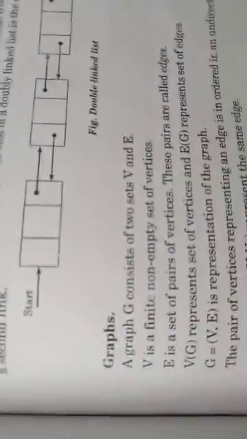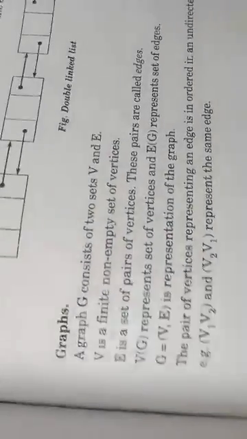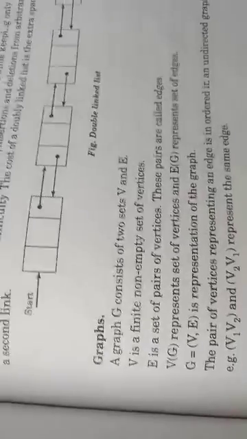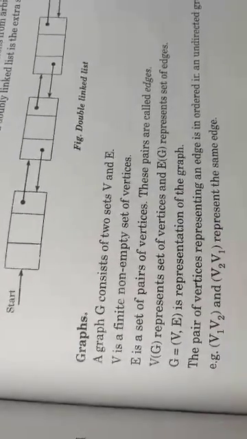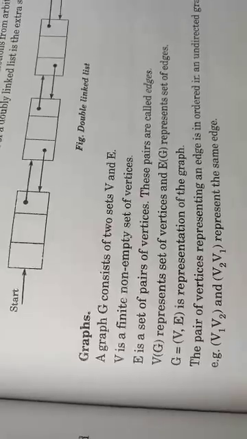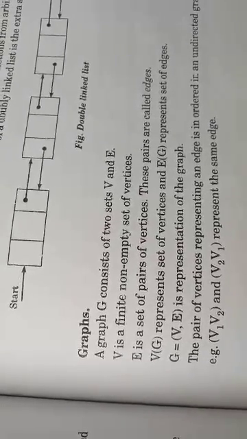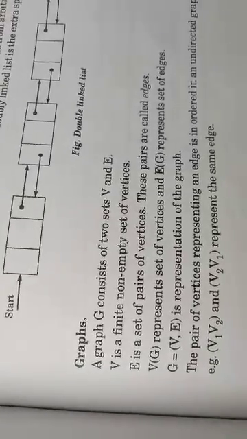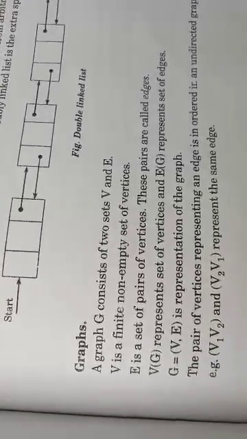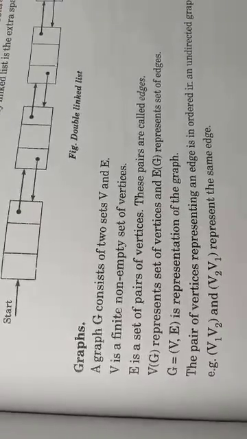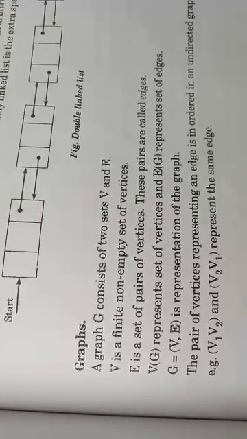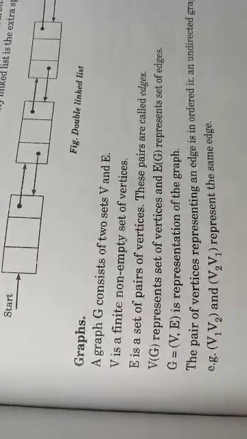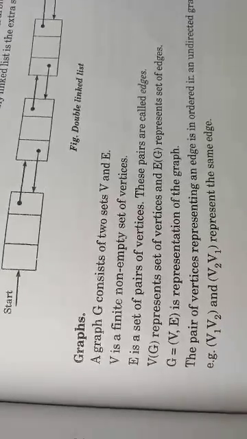Okay, next question, graph. A graph G consists of two sets, V and E. V is a finite non-empty set of vertices. E is a set of pairs of vertices. These pairs are called edges. V of G represents the set of vertices. E of G represents the set of edges. G equals V, E is the representation of the graph.